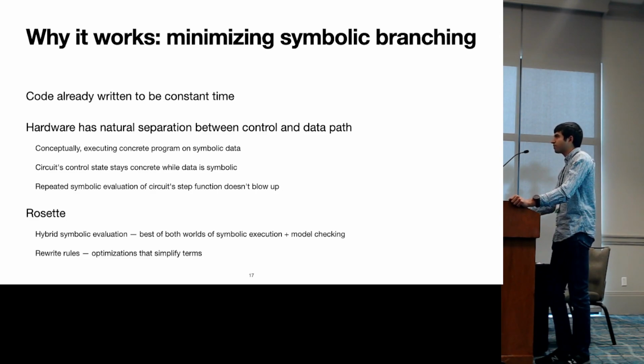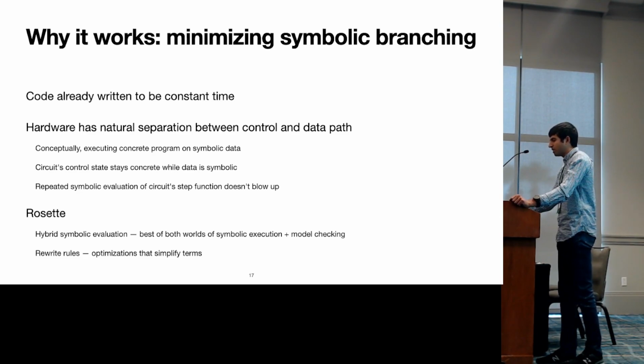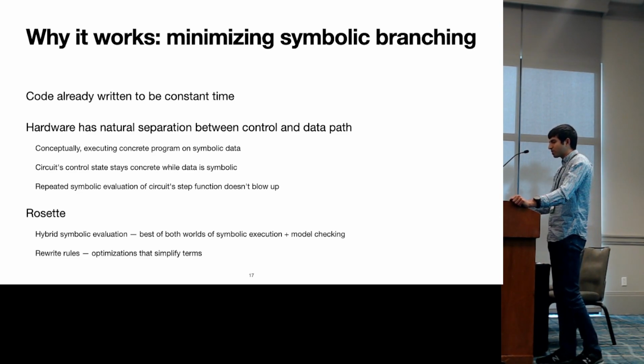And we also benefit from just how hardware is designed. There's this natural separation between the control and data path in hardware. And so conceptually, when we're symbolically executing a program on symbolic data, what's going on at the hardware level is that the control part of the hardware state stays concrete, while the data path can be symbolic. And so this means that when we symbolically evaluate step, step, step again and again, it doesn't blow up because the control can stay concrete. And we also benefit from the underlying Rosette library that does some smart things to optimize symbolic evaluation.